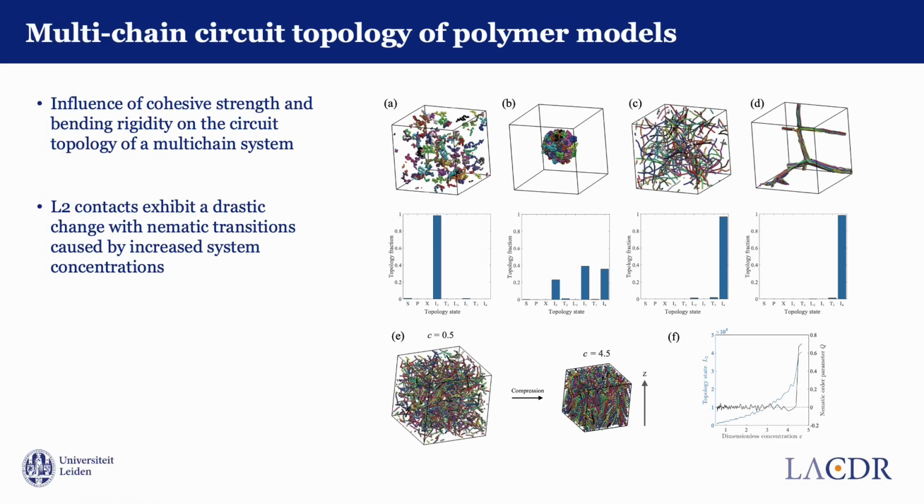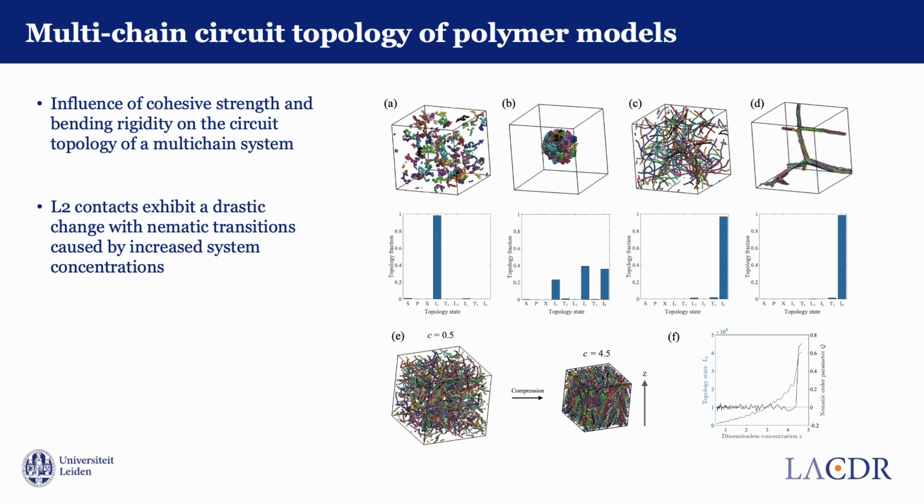To investigate the circuit topology of a multi-chain system, we built a model composed of 100 chains in a simulation box. The system is initially equilibrated for a low cohesive strength and 0 bending rigidity. Then the simulation is started and the configuration of the system was sampled every other frame, which allowed us to compute the CT fractions during those frames.